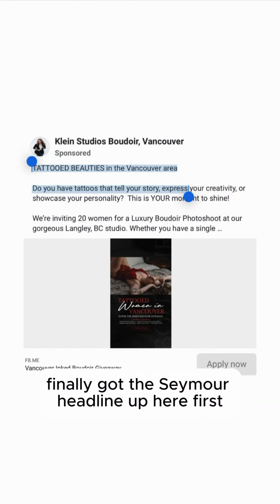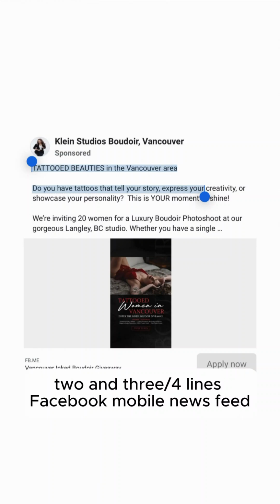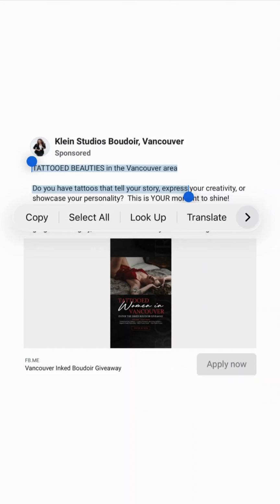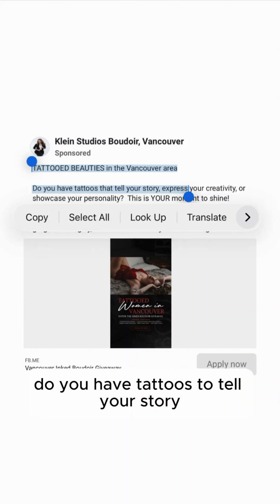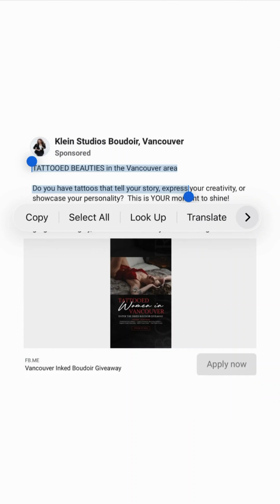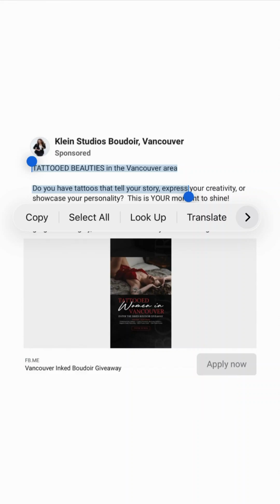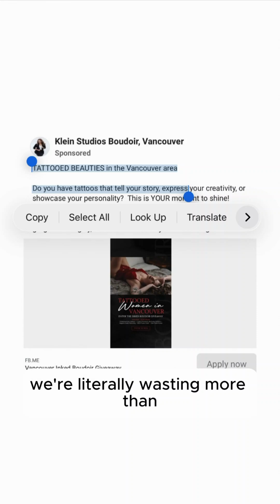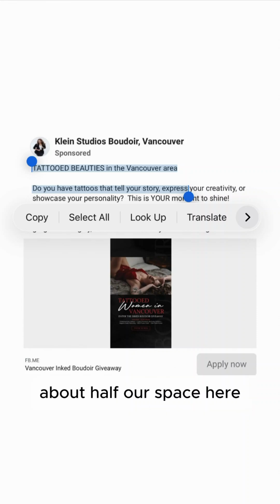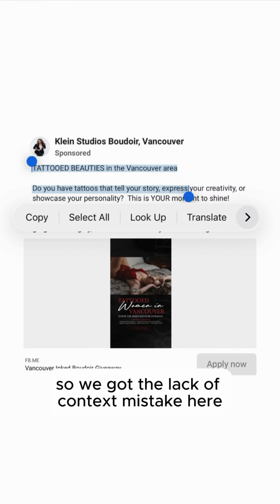Finally, got the Seymour headline up here. First 2 3/4 lines, Facebook mobile news feed. Tattooed beauties in the Vancouver area. Do you have tattoos that tell your story? All right, that is nice and specific. But we're literally wasting more than about half our space here because it's blank. So we have the lack of context mistake here.